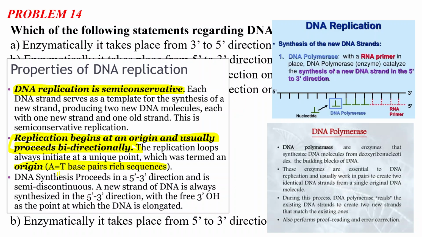Then DNA synthesis proceeds in the 5 to 3 prime direction and is semi-continuous. The new strand is always synthesized in the 5 prime to 3 prime direction, with the free 3 prime OH as the point at which the DNA is elongated. So yes, enzymatically it takes place from 5 prime to 3 prime direction. Now let me go to the next problem.